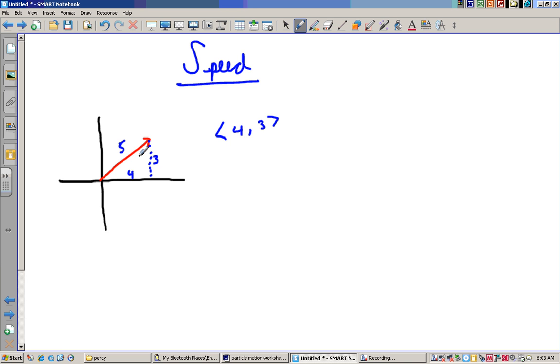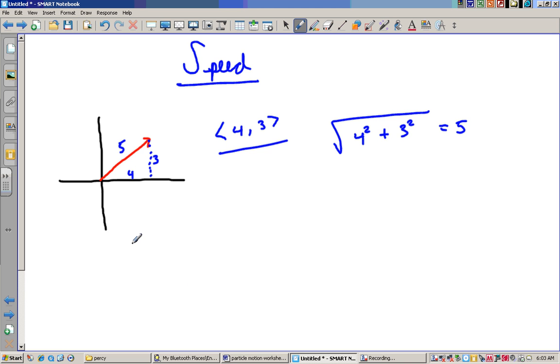Okay, so now the question is, given a vector, how do I find its magnitude? Hopefully you've recognized that it's just the distance formula. It is the square root of the change in x, or in this case the x component, 4 squared, plus the change in y, or in other words the y component, which is 3 squared. And if you do that, you would get 5.